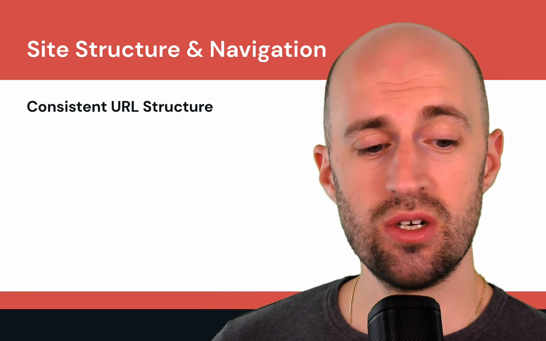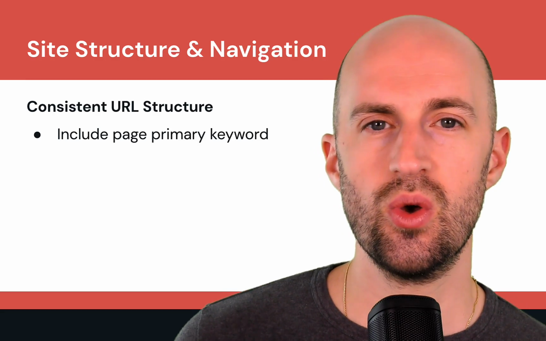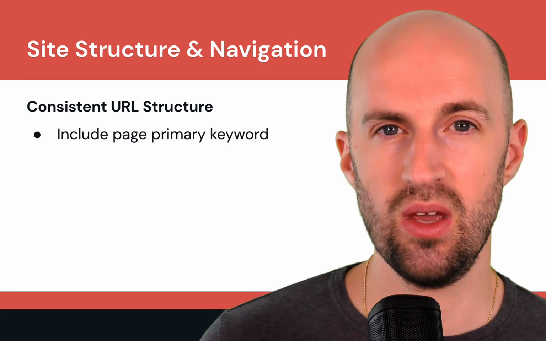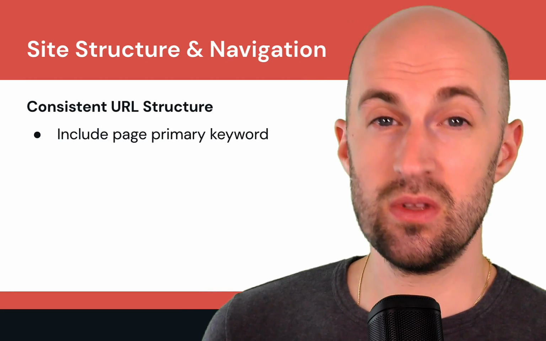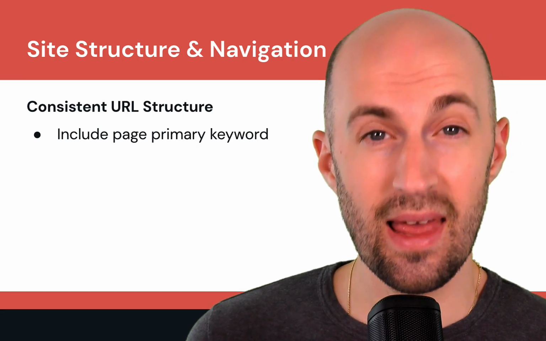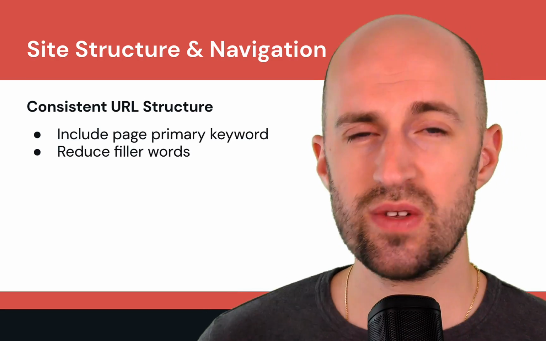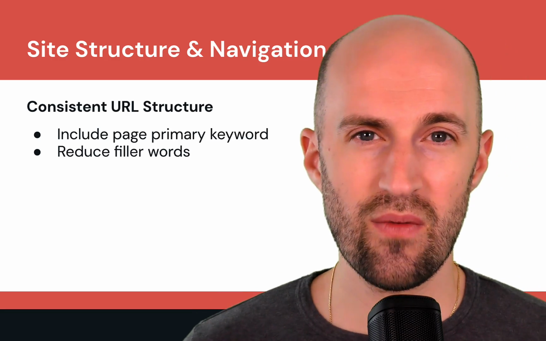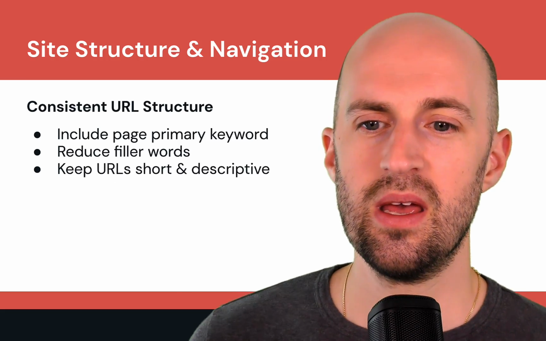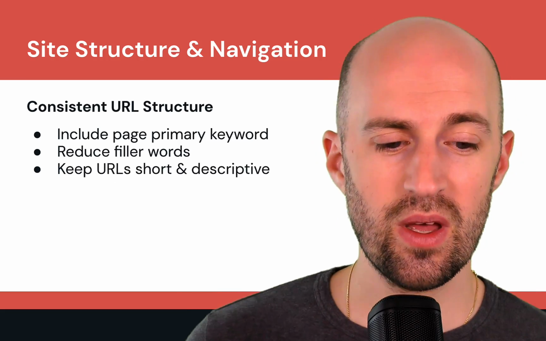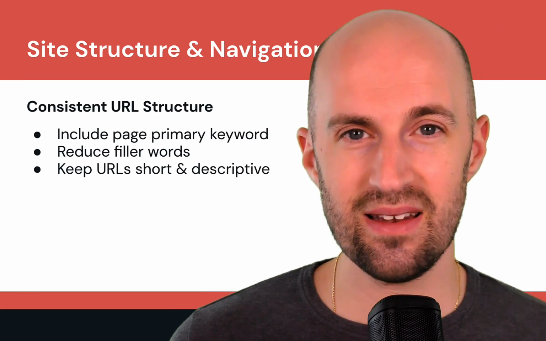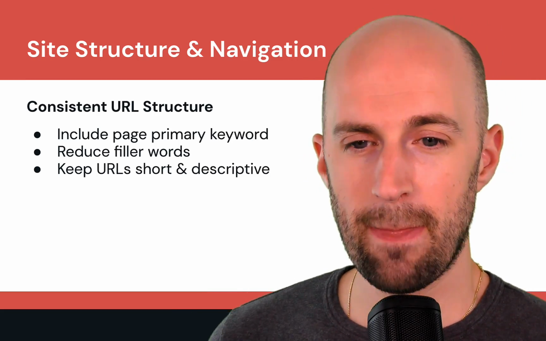Consistent URL structure. This is also important. So you want to make sure that your URLs include a page's primary keyword in there. So it allows not only users, but also search engines to identify what the page is about before actually landing on the page. Reduce filler words like the, whatever, things like this. So it makes it more concise and to the point. Keeps the URLs short and descriptive so you understand what it's about, but you don't have to type in such a long sentence in the browser if you want to go there directly.